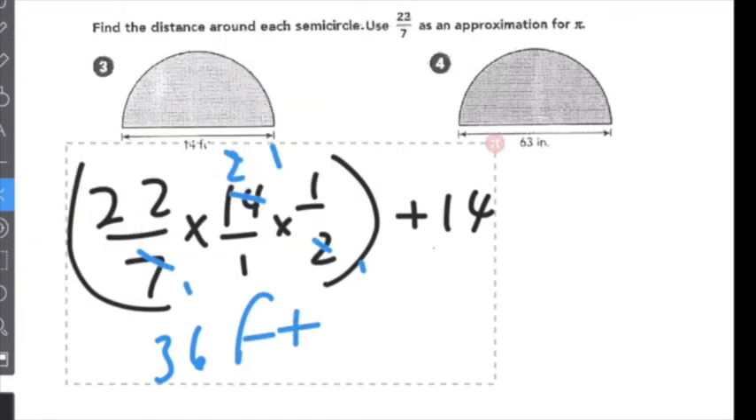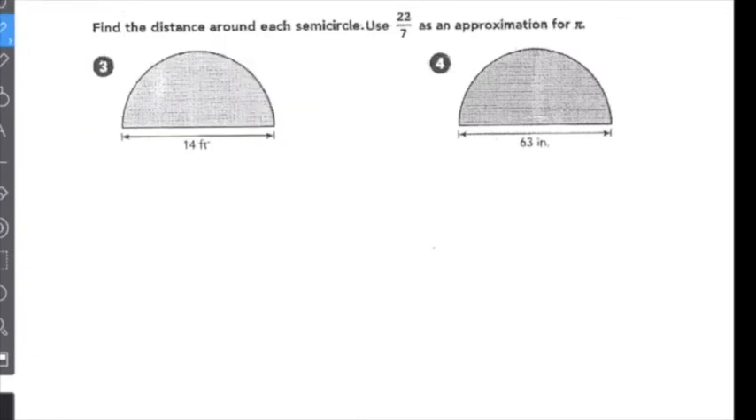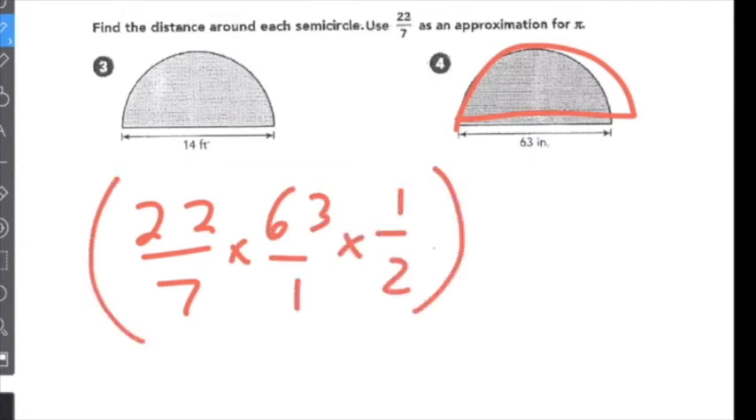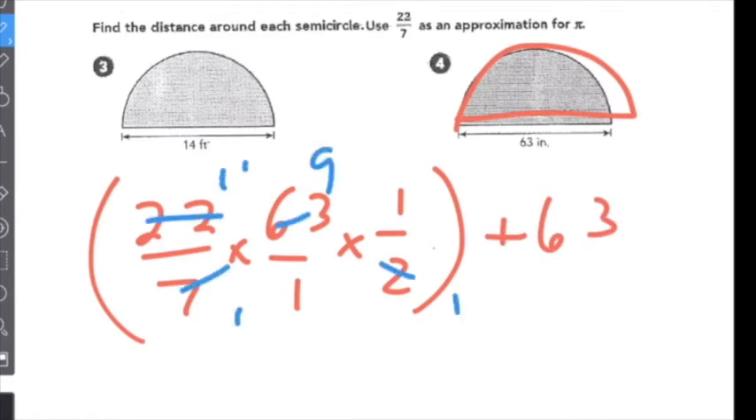Next one, it's 63. So again, you're going this way 63, then you have the arc. So it'll be 22 over 7 times 63 over 1 times 1/2, and then you add the 63 in later. Again, we can simplify right away. I get 9, and I can simplify here, I get 11. So 11 times 9, which is 99, plus the 63. And when you do that, it'll be 162 inches.